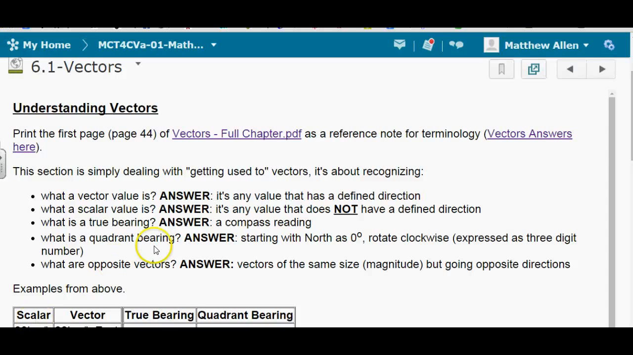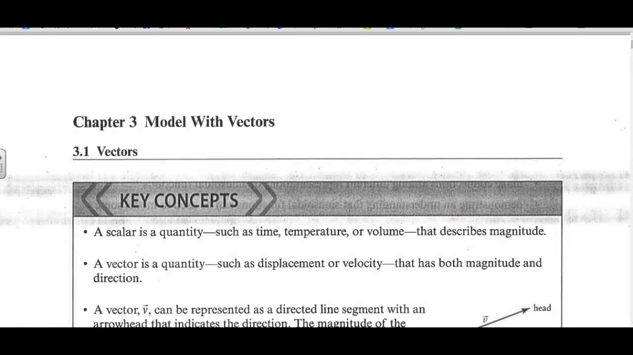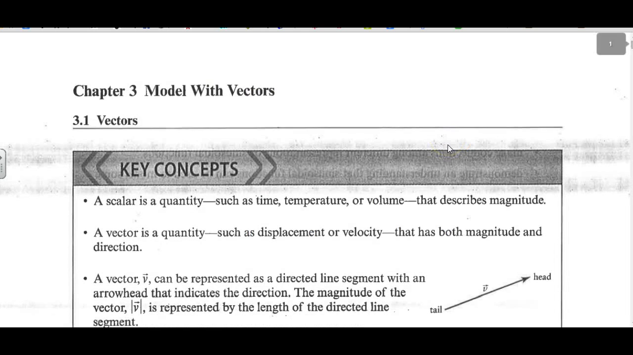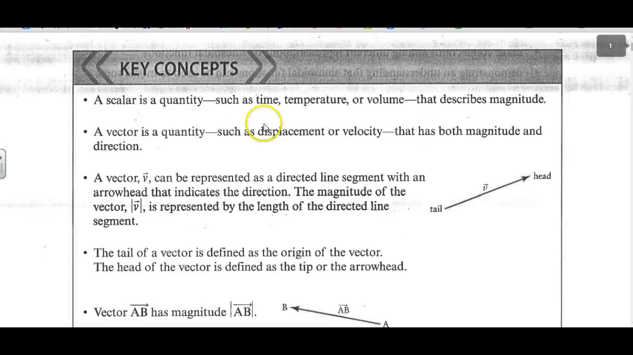Okay, so we're starting on vectors today. Just going to go through some terms. You see here, vectors full chapter. The suggestion is if you print off this first page, you'll have a lot of the kind of important terms.